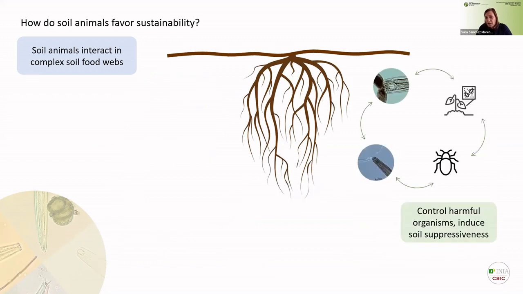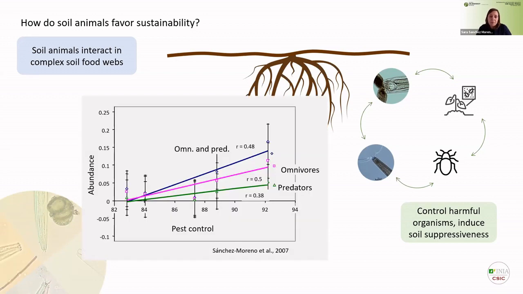Other soil animals are predators and omnivores, and they control harmful organisms, inducing soil suppressiveness. Soil suppressiveness is the ability of soils to fight against diseases and pests. And we have also worked on studying how these predatory and omnivore animals in the soil exert as pest control agents.